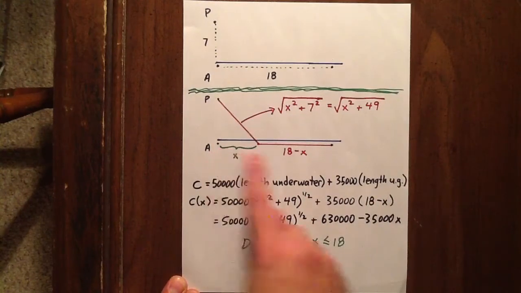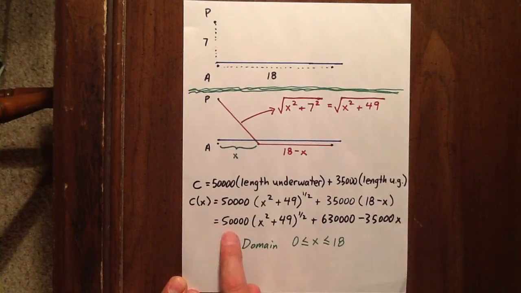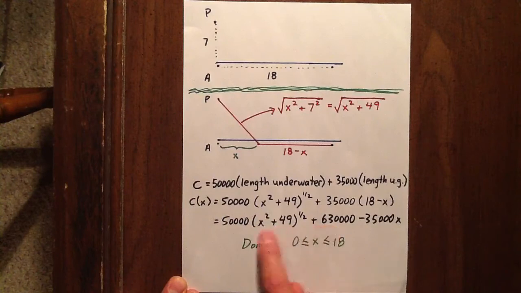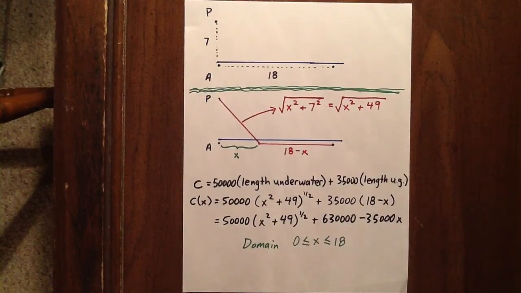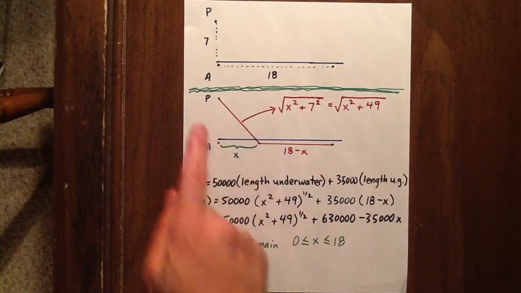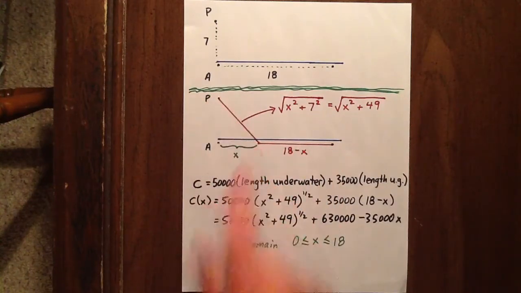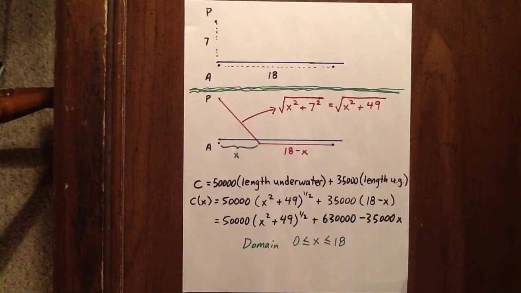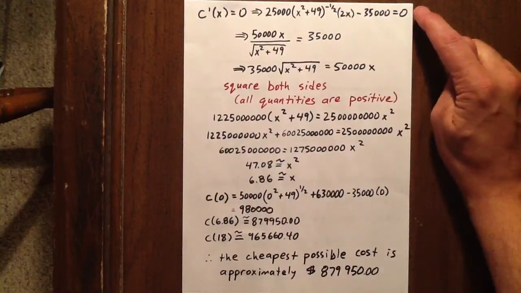If this is x and the whole thing is 18, then the length underground is 18 minus x. So we get a cost of 50,000 times this expression plus 630,000 minus 35,000x. And the domain is clearly x being somewhere between 0 and 18 inclusive. We know that x is somewhere here, the point that we're going to ultimately go to. So what we're going to do now is set the derivative of this expression equal to 0 and solve for x.